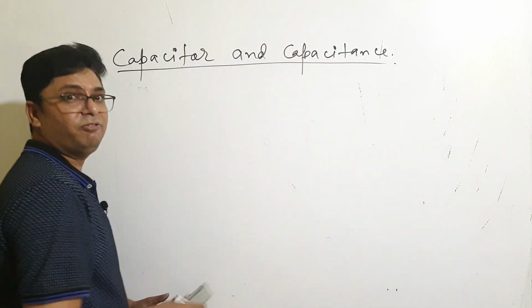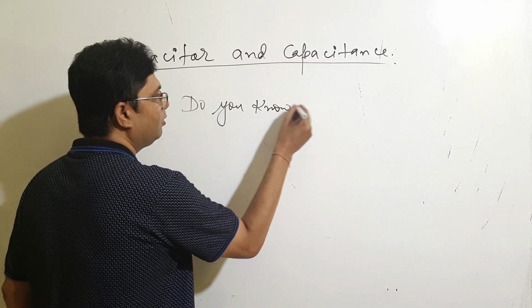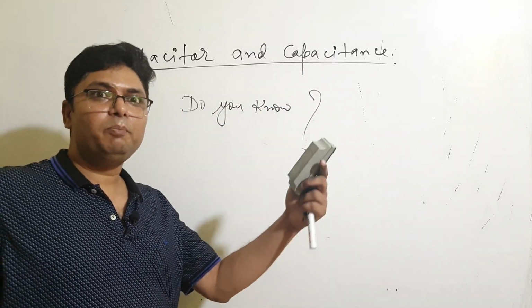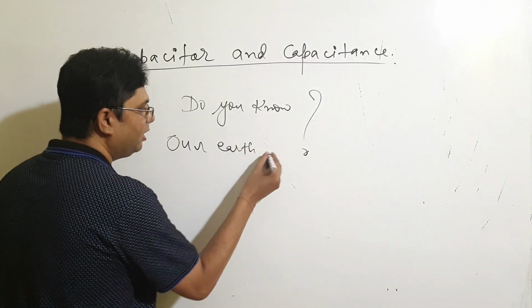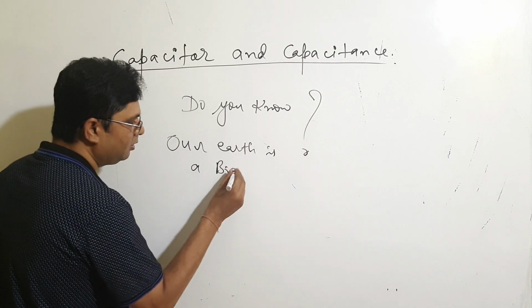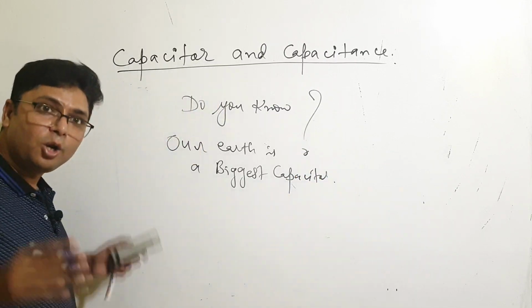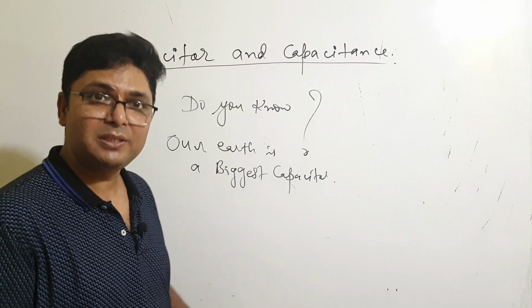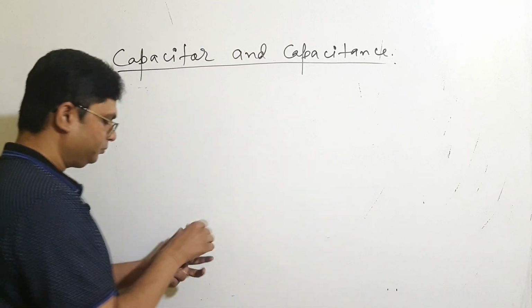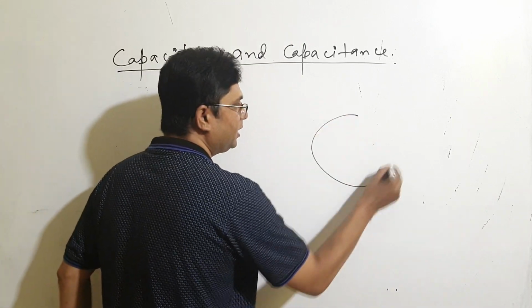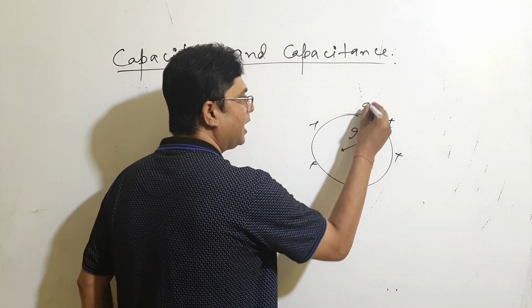Let us see a very interesting fact. Do you know that our earth is the biggest capacitor? Our earth is the biggest capacitor. Let us calculate the capacitance for earth. Here this is our earth. Let the radius be R. Plus charge will accumulate, so charge is Q.